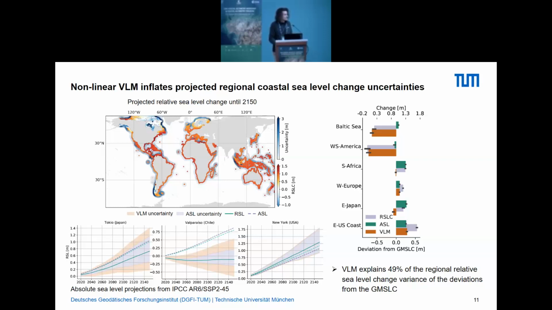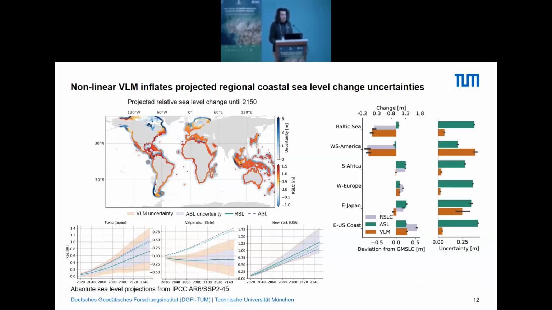So it's almost as large as the projected changes due to changes in ocean circulation and mass changes. Also, I show here the uncertainty contributions at these different regions, and in particular in Western South America, where we have high tectonic activity, for example, or in Japan, we have a strong dominating impact of vertical land motion on these uncertainties, and they are even larger than the absolute sea level change uncertainties. And overall, that contribution explains about a third of the projected uncertainties.